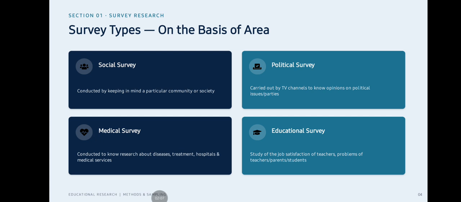What are the types of survey? On the basis of area. Social survey: conducted by keeping in mind a particular community or society. Political survey: carried out by TV channels to know opinions on political issues or parties. Medical survey: conducted to research disease, treatment, hospitals and medical services. Educational survey: study of the job satisfaction of teachers, problems of teachers, parents, students.